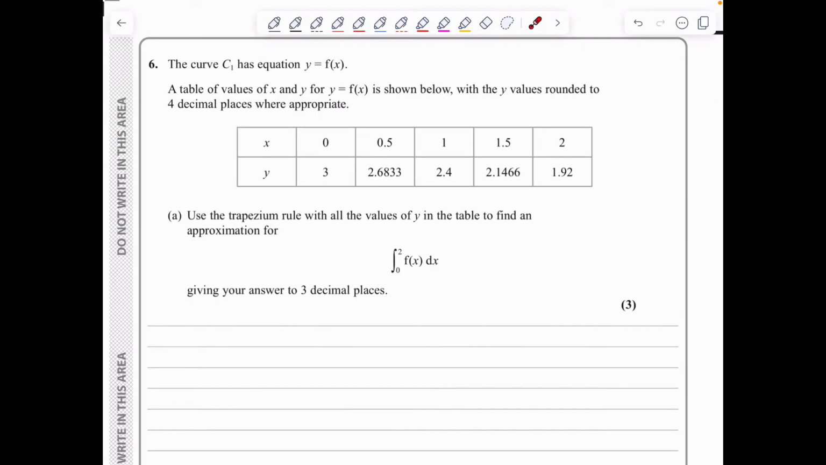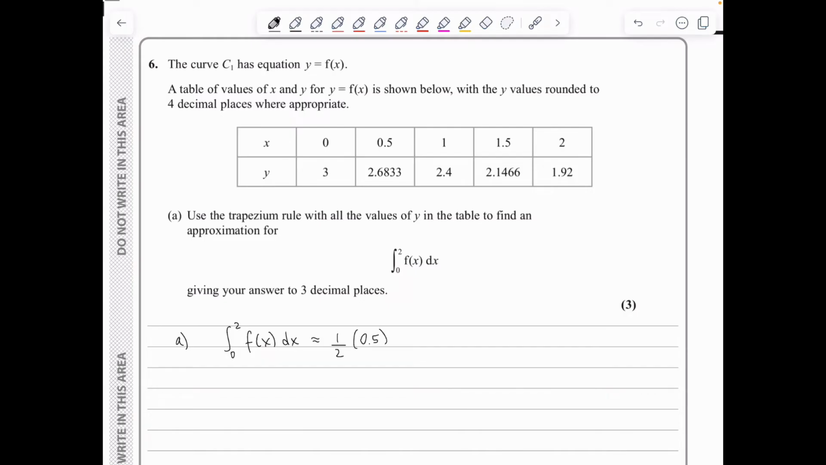In question 6, we are provided with a table of values for x and y is f of x, and we need to use a trapezium rule with all the values of y to find an approximation for the integral of f of x from 0 to 2, giving our answer to 3 decimal places. So we know that the integral from 0 to 2 of f of x dx will be approximately a half times the height of the trapezia, which is the difference between two consecutive values of x in my table. So that's going to be 0.5.